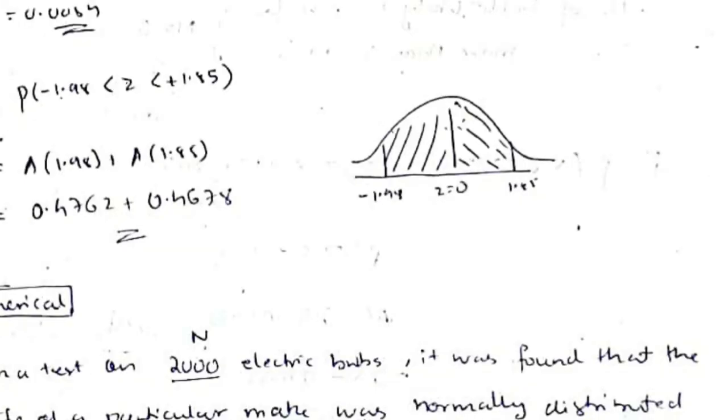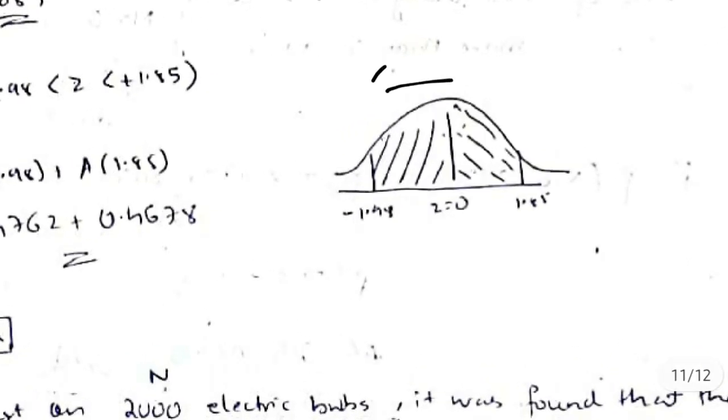And lastly, the area from minus 1.98 to 1.85, that means this whole area. How can you find that? From here to here it is A of 1.98, and from here to here it is A of 1.85.